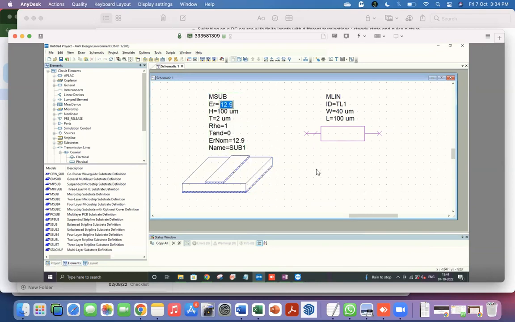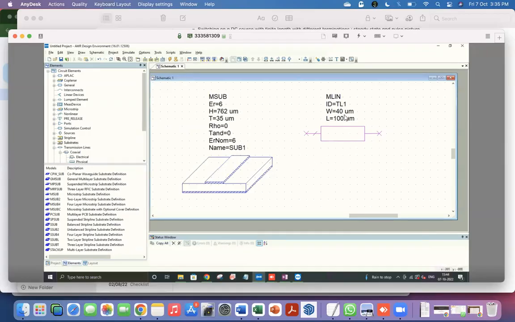All right, anyway, we'll guess some numbers and see what we get. So let's do the dielectric constant of 6. I can use the numbers I remember from my lab. Height is 762. Thickness is 35 microns. I'm going to put the resistivity to be 0. I don't care about the loss. Tan delta is 0. And the epsilon is also 6.